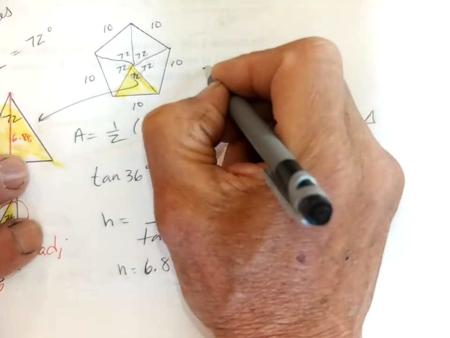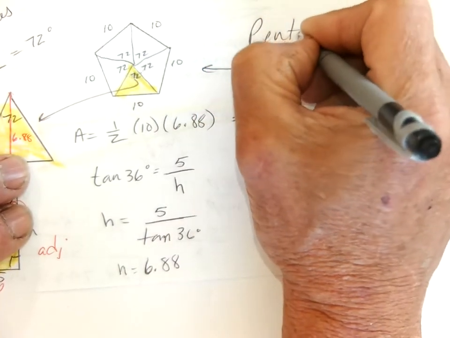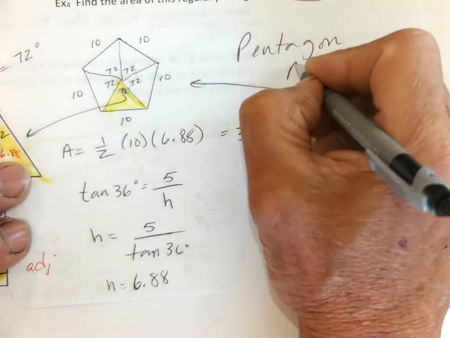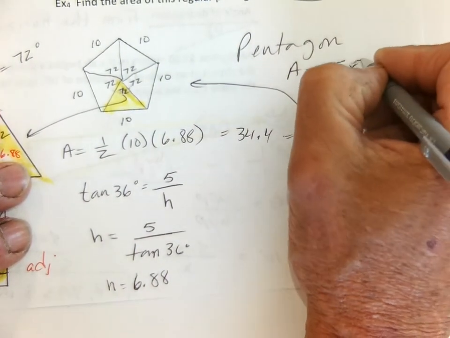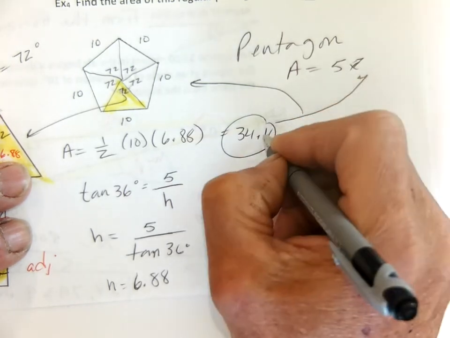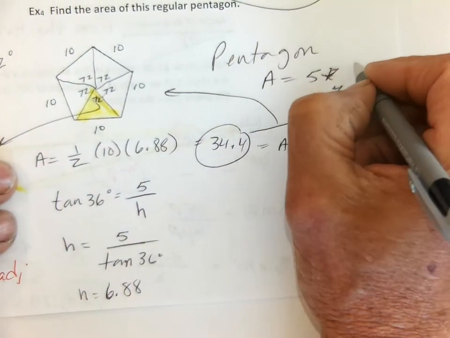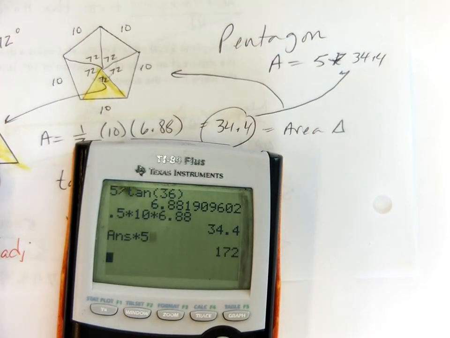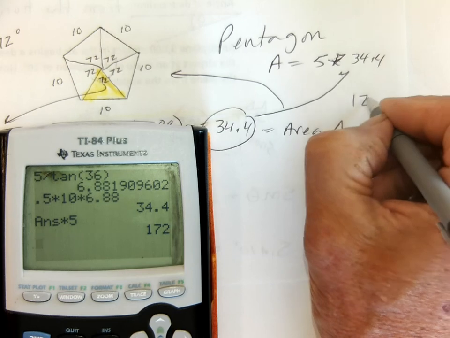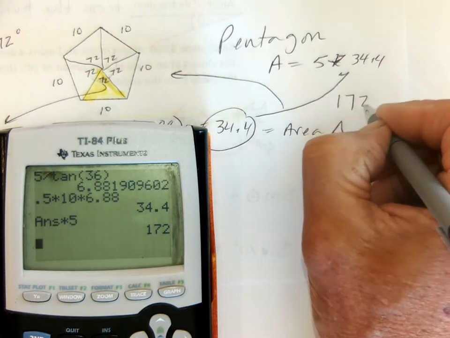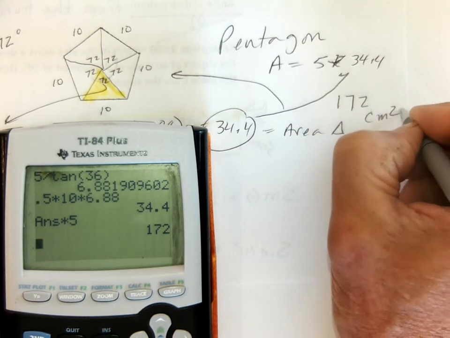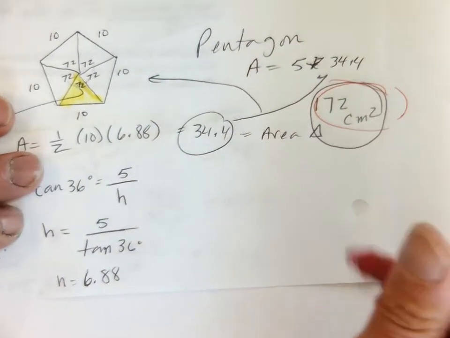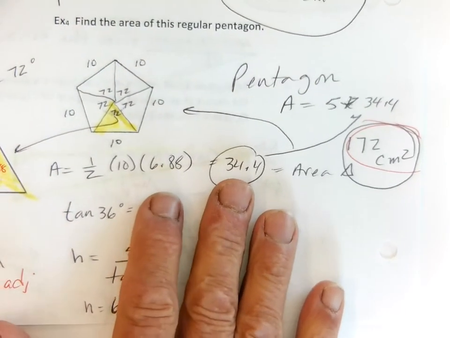But to get the pentagon, I'm almost done. There's 5 of those, right? So the area is going to be 5 times my 34.4, and I get 172 centimeters squared. That's my answer. I got it. Okay, what do you think? A lot of applications, right?